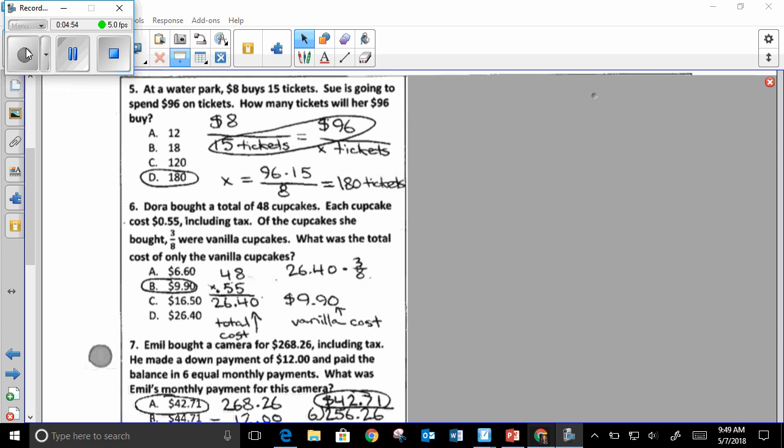Number 5, at a water park, $8 buys 15 tickets. Sue is going to spend $96 on tickets. How many tickets will her $96 buy? So this is a very easy problem if you know how to set up your proportions. So on the top here, $8 obviously represents the amount of money. On the bottom represents the tickets. You just need to make sure that money is on top here and tickets are on the bottom. You fill in the information, you cross multiply here and divide by your X, which gives you 180 tickets.